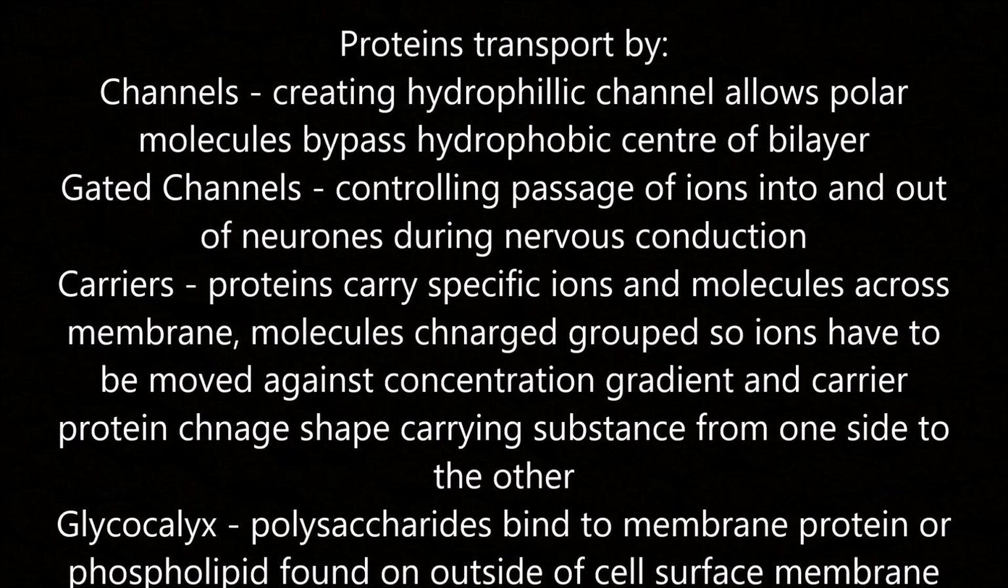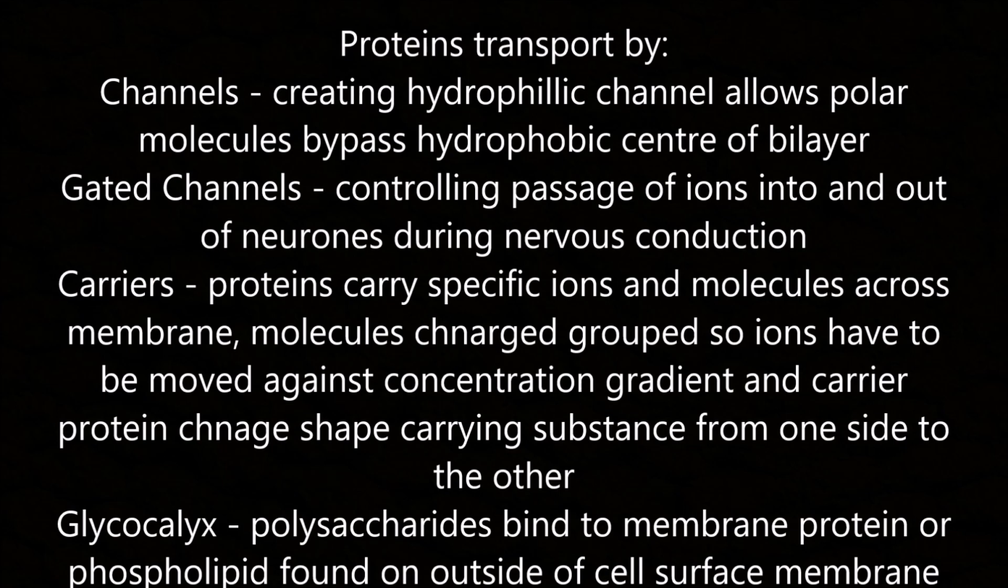Proteins transport by channels creating a hydrophilic channel, allowing polar molecules to bypass the hydrophobic center of the bilayer. Gated channels control the movement of positive ions into and out of the neurons during nervous conduction. Carriers are proteins that carry specific ions or molecules across the membrane. The ions have to move against the concentration gradient, and the carrier protein changes shape, carrying the substance from one side to the other.